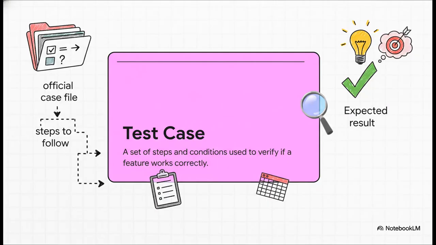So how do you keep an investigation this complex organized? You use a test case. This is basically the official case file. It's a document that lays out the exact step-by-step instructions to follow, the data to use, and, this is the most important part, the expected result. It turns a simple hunch into a verifiable, repeatable test.